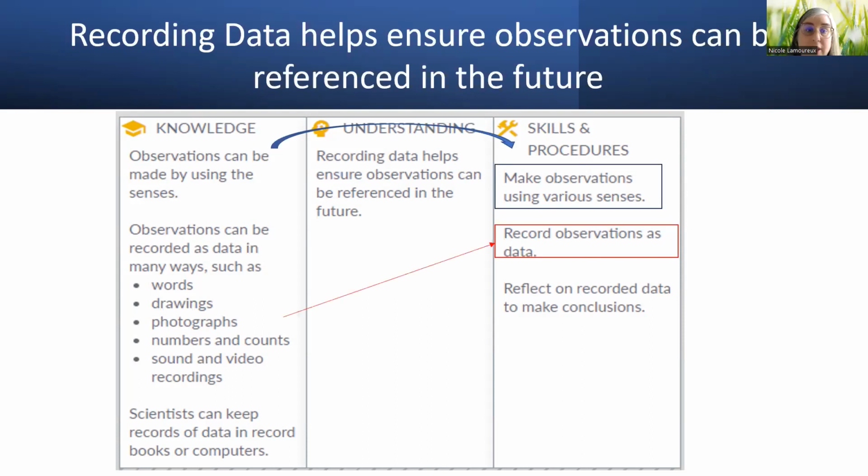What ways? Well, our curriculum lays it out for us in grade 1. Now it says "such as," so it means I don't have to do words, drawings, pictures. I don't have to do all of them, but you want to expose them to a variety of ways other than just drawing to record their observations. So they can do number counts. That's great for integrating math, videos, recordings. And then they're going to reflect on those recordings to make a conclusion at the end.